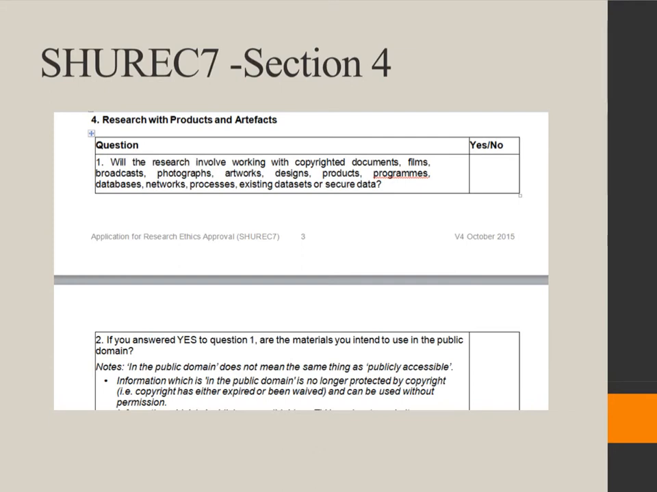Section 4 is about research with products and artifacts. Are you going to use any documents or films or photos, existing data sets, and so on? So again, you need to answer yes or no to these questions.